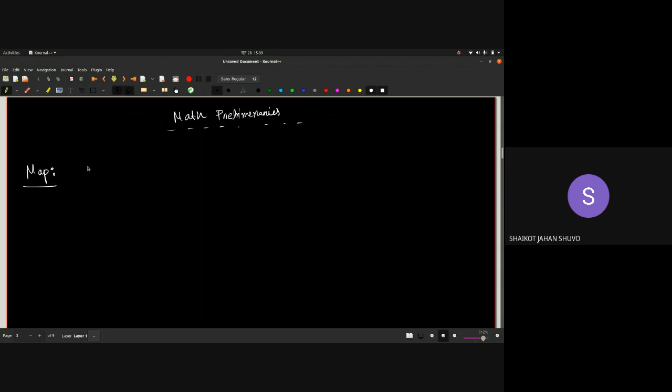So a mapping, or a map, we call it a map. Most of the time, we call it a map. It's a rule by which you assign some sort of input to an output. And the formal definition goes like this: a map f from X to Y, where X and Y are some sets.